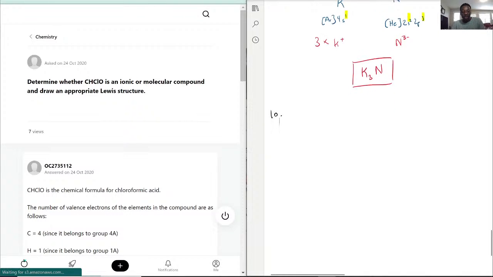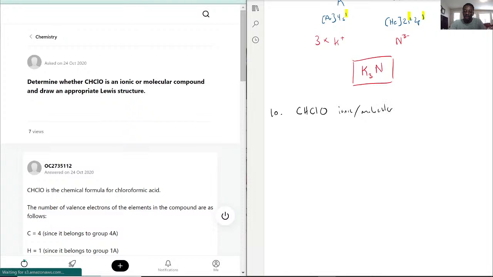We have to determine whether CHClO is an ionic or molecular compound and draw an appropriate Lewis structure. So CHClO. All right. So is it ionic or molecular? And then draw the Lewis structure.